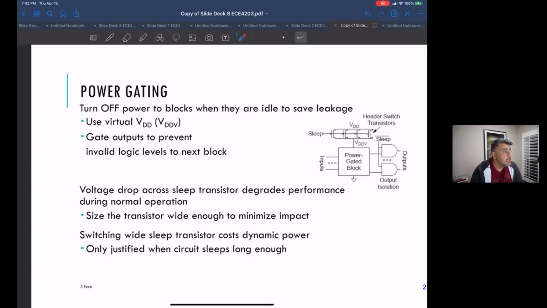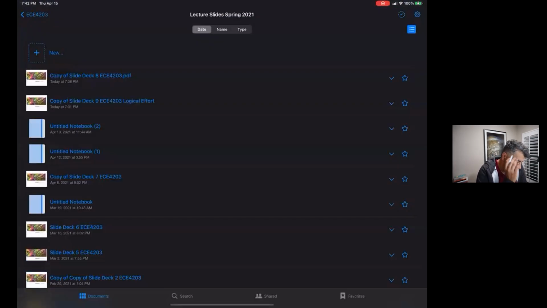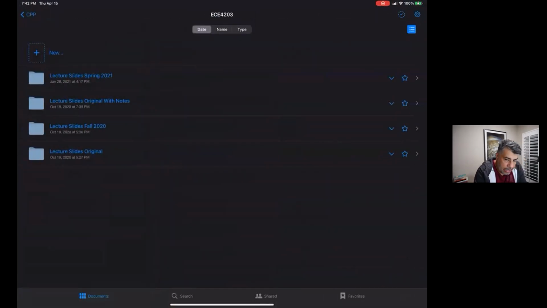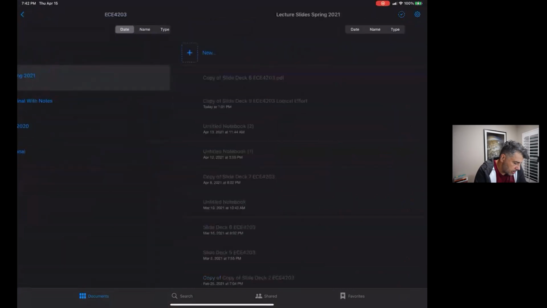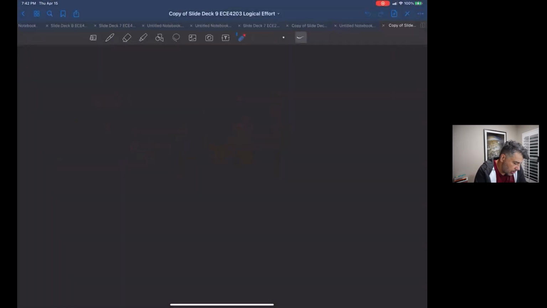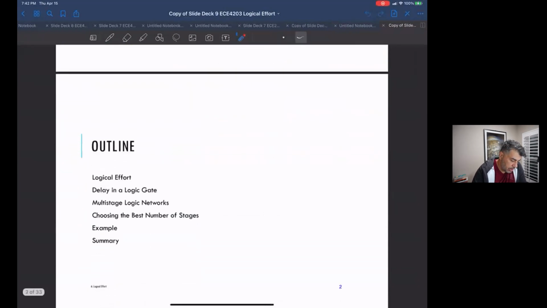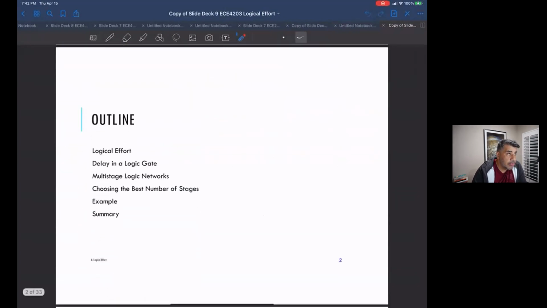If not, I was going to move to the next section, which is something we're sort of going back to: analyzing delay, sort of hand analyzing delay. So let's see. Okay. And this is a technique called logical effort. But let's talk about delay.